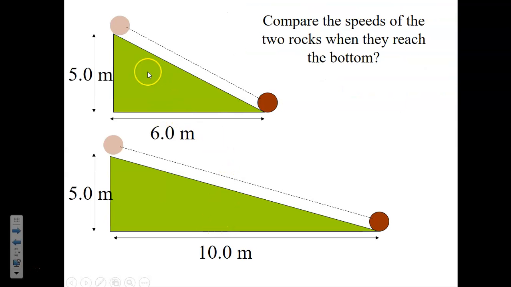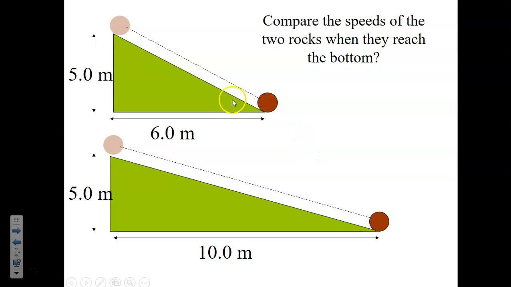Here we've got two ramps, identical rocks or balls. One ramp is steeper, the other ramp is flatter. And the question is, compare the speeds of the rocks, the balls, when they reach the bottom of the ramp. Is the steeper one going to be moving faster? Is the shallower one going to be moving faster, or is it going to be the same?